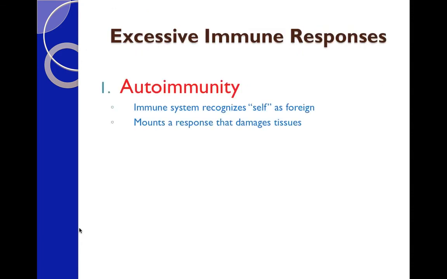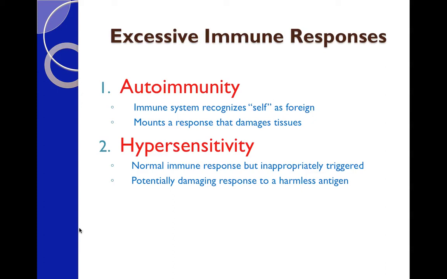We talked about the two types of excessive immune responses. So autoimmunity, which is where our body recognizes our own antigens, ourself, as foreign, and mounts a response that damages the tissues, versus hypersensitivities, where you have a normal immune response, but it's triggered by something that is not really dangerous. So it's a damaging response to a potentially harmless antigen.